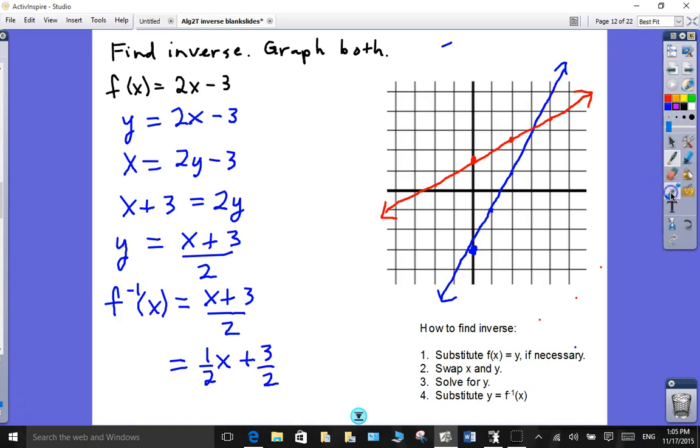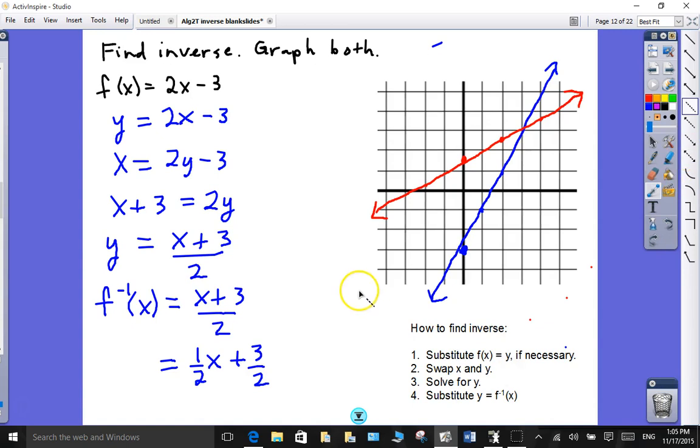Now, do those look like that they are reflections across the line y equals x? Pretty close, considering my sloppy drawing.